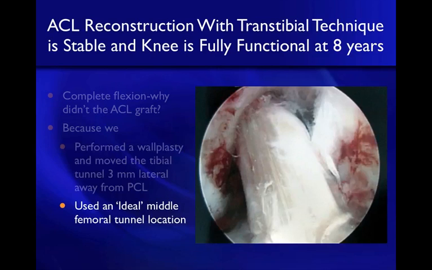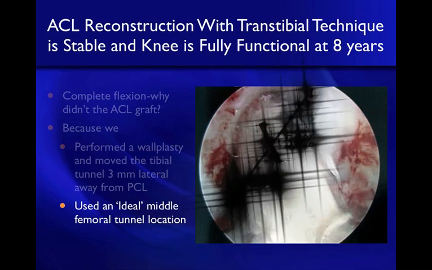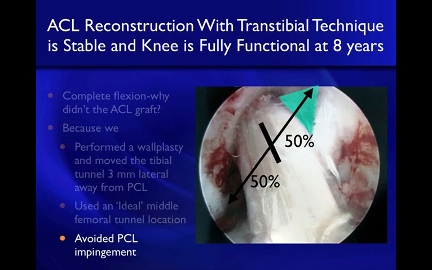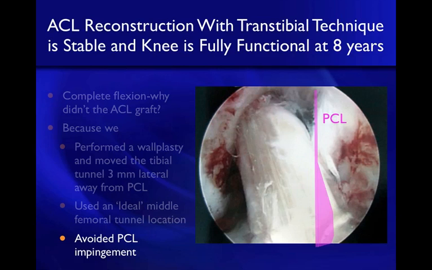And then what we did is we placed the femoral tunnel midway between the apex and the base of the notch at the ideal middle femoral tunnel location, and we happened to have a nice space between the ACL graft and PCL, and I think this occurred because we had a relatively small PCL for the cross section of the notch, which even though the tunnel was vertical, we didn't have PCL impingement.